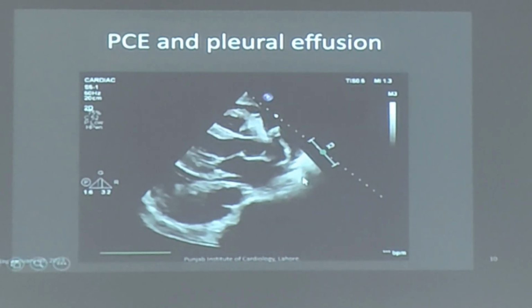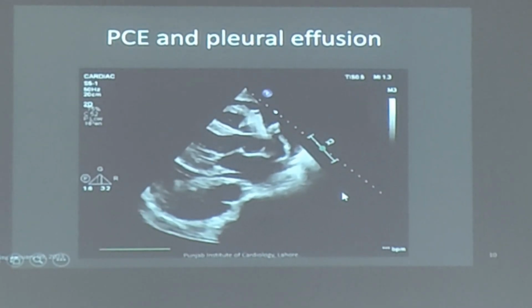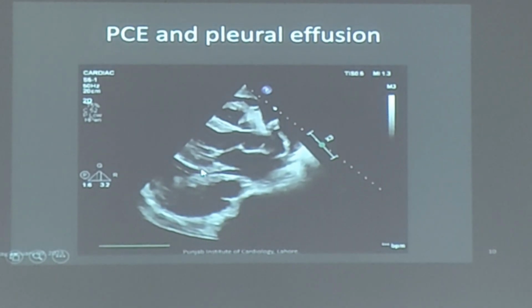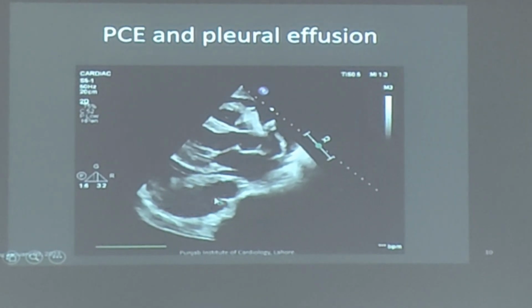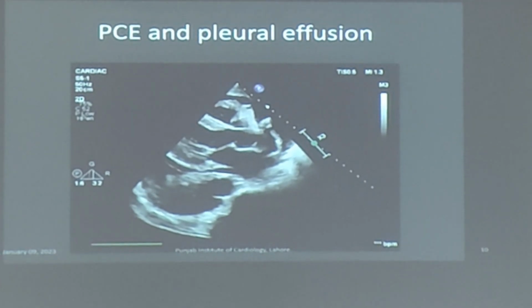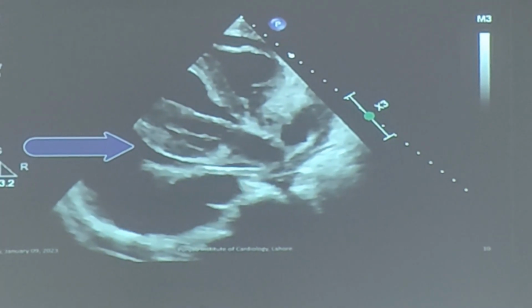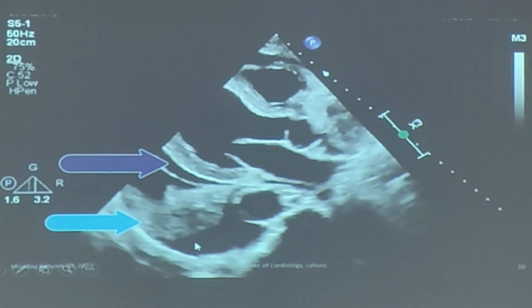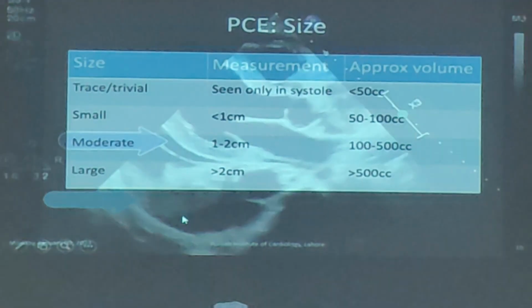This is another view of pericardial effusion and pleural effusion together. You can see this is a streak of the pericardium, and this is the effusion over here, and this is the pleural effusion. At the same time, both can be present in the same patient. This is the pericardial effusion, and this is the pleural effusion.